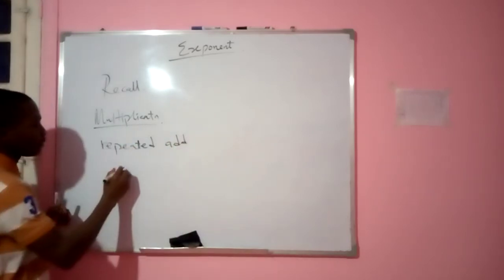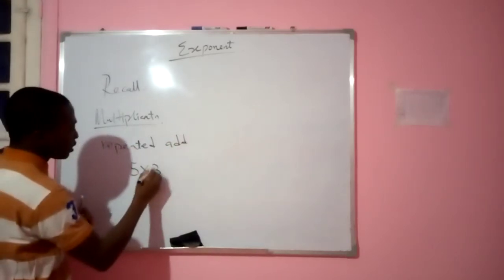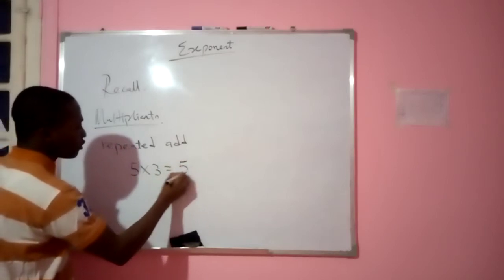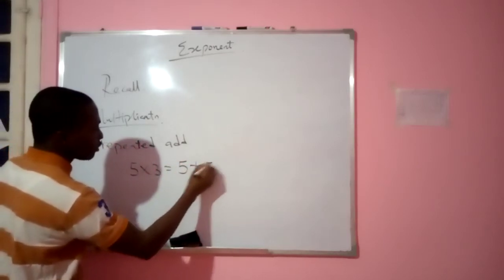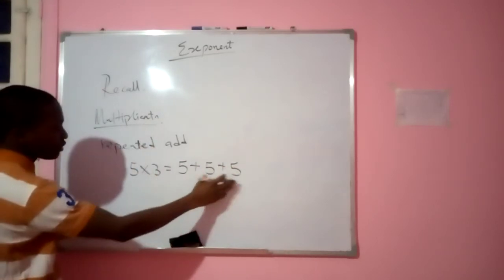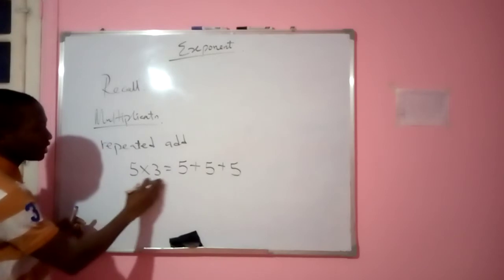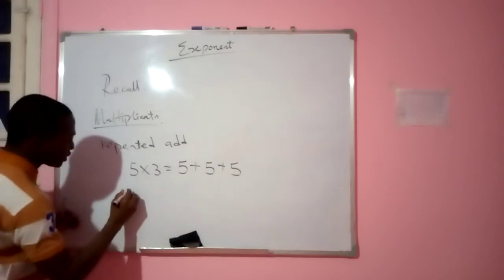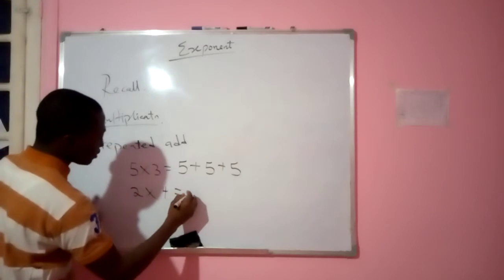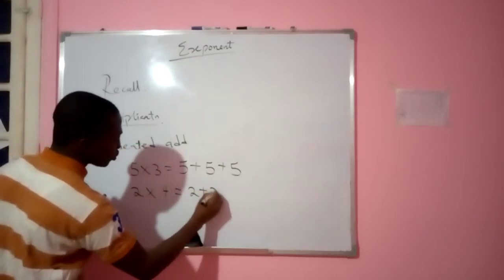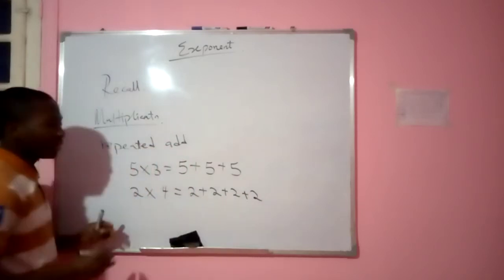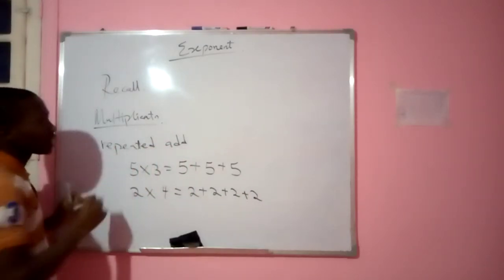For instance, let's say 5 times 3. This basically means 5 plus 5 plus 5: 5 added to itself 3 times. That's the meaning. If we say 2 times 4, it means 2 plus 2 plus 2 plus 2. 1, 2, 3, 4. That is the basic meaning of multiplication.